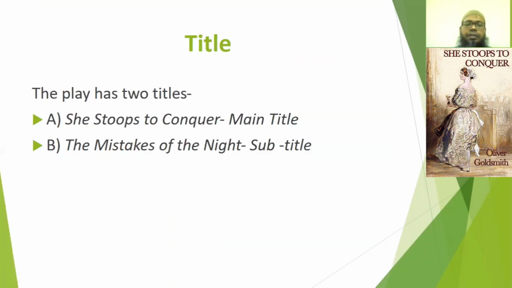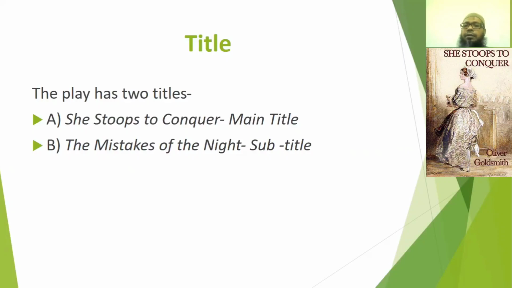It has two titles. The first title, or the main title, is She Stoops to Conquer, which we use today. And the other title is The Mistakes of the Night. What are the significances of these two titles? She Stoops to Conquer. This title is directly related to the heroine of the play, Kate or Miss Hardcastle.